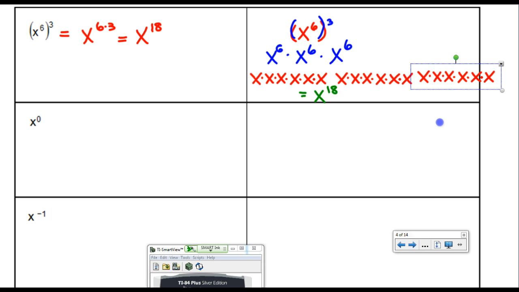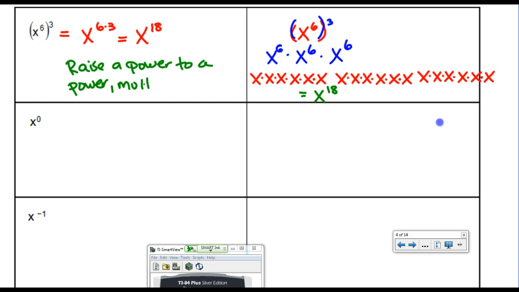So when you raise a power to a power, you multiply exponents. Okay, the next rule, an x to a 0 power. A 0 power means that you don't have a base, and that means that it's going to reduce down to 1. So anytime you have a 0 power, it's equal to 1.